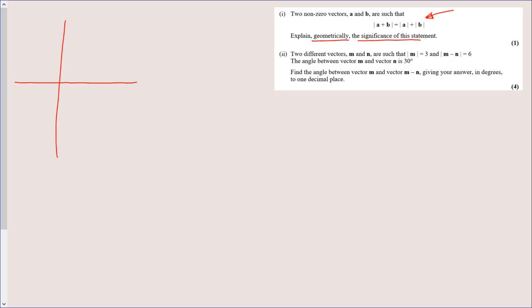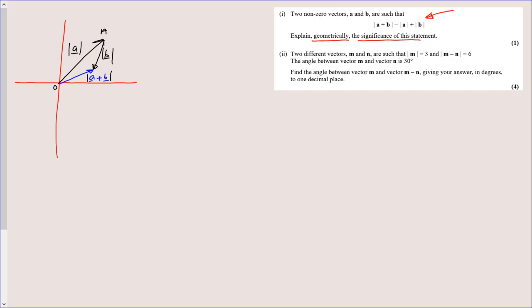So on a graph, I'm going to draw the position vector O to A, and I'm going to label that as A. And I've got another vector here, which I'm going to label B. So this line here represents the resultant of the two vectors, A plus B. Now in this scenario, we can clearly see that if I add together the length of that vector and the length of that vector, it's not going to be the same as that vector there.